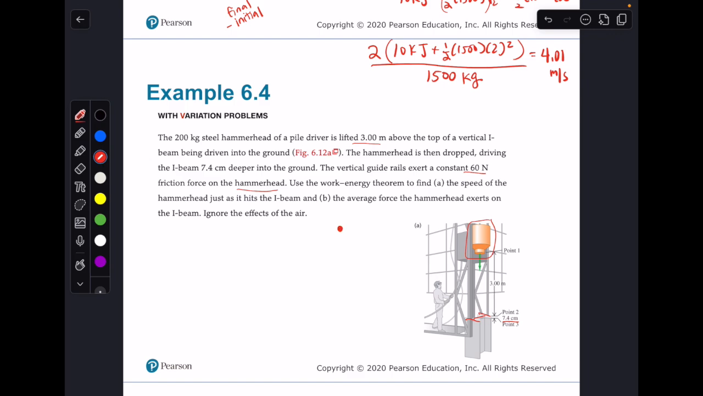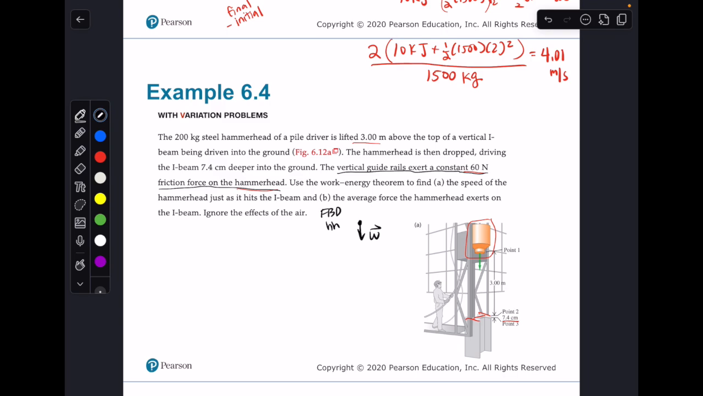So let me use black. So free body diagram, hammerhead. I'm going to call it HH, okay? We got the weight, of course. And then we have friction, right? The vertical guide rails exert a constant 60 newtons of friction force on the hammerhead. And you're looking at this picture like, what the heck is it talking about? Okay? It doesn't matter, right?